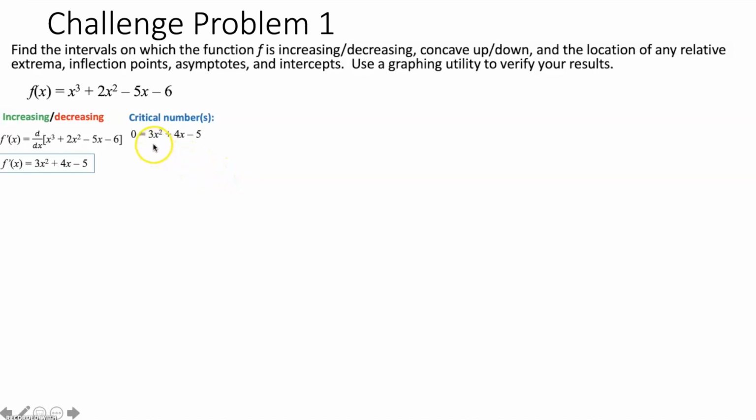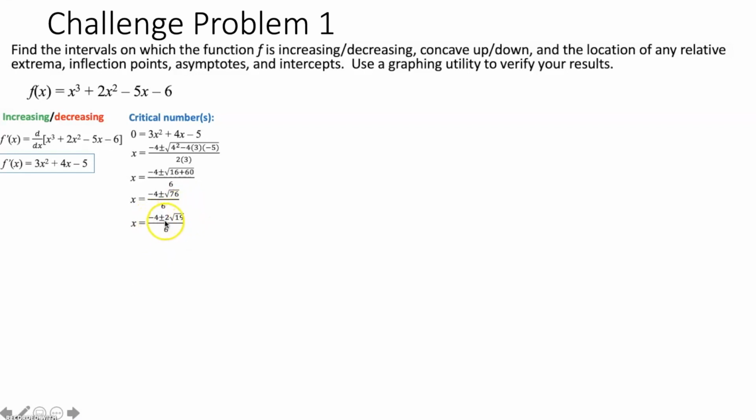So remember the quadratic formula, negative b plus or minus the square root of b squared minus 4ac all over 2a. In this particular instance, 3 is our a, 4 is our b, and negative 5 is going to be our c. So we plug those into the quadratic formula and we simplify. 4 squared is 16, negative 4 times 3 times negative 5 is positive 60. We add those together, we get rad 76. Now we can simplify that and it becomes 2 rad 19.